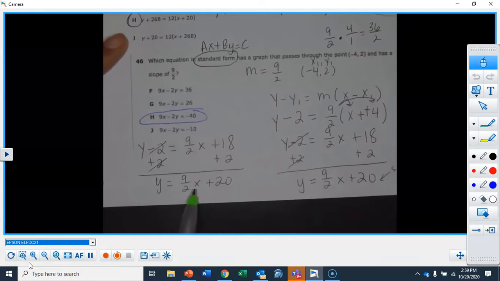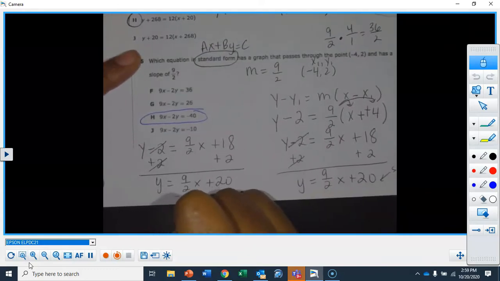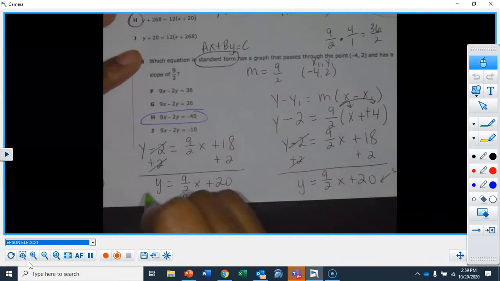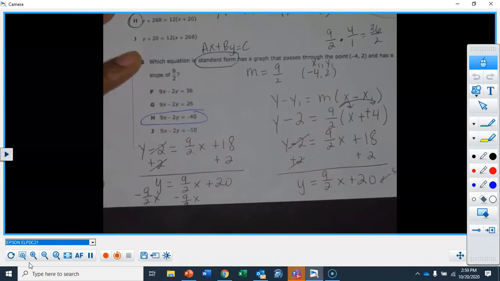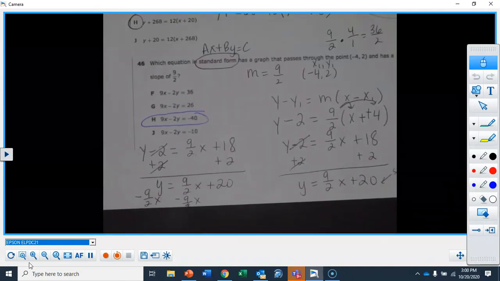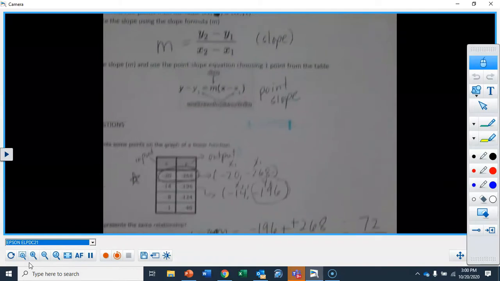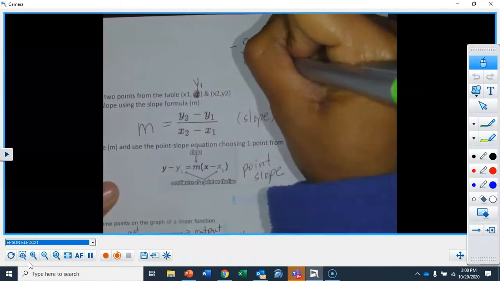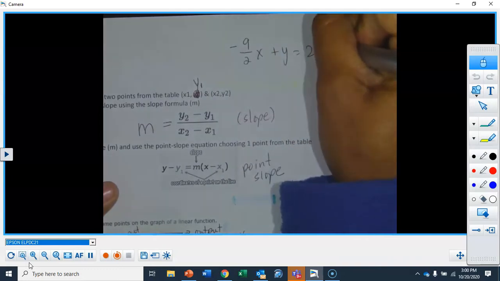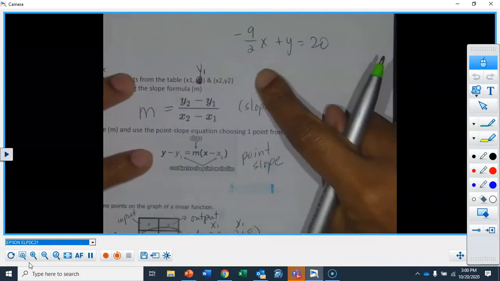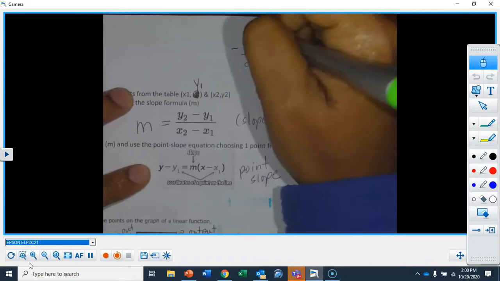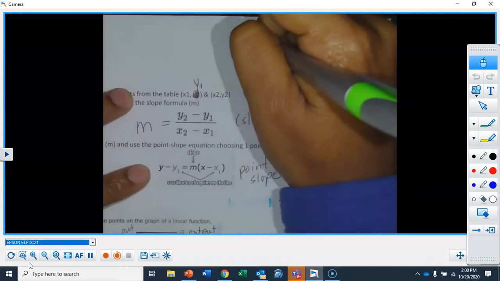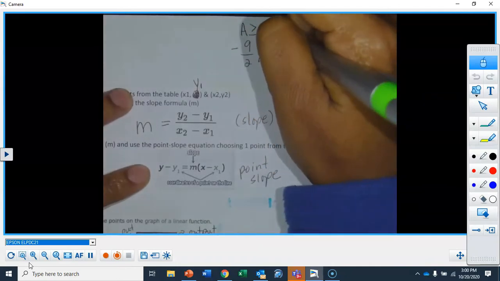So I want to put it in standard form. Move the x and the y over to the same side. So we have to change the sign. 9 over 2x minus 9 over 2x. Okay, and I'm going to go to the top of this paper. So now I have negative 9 over 2x plus y equals 20. And remember, the whole point of a is you want a to be greater than or equal to 1, and it has to be positive.